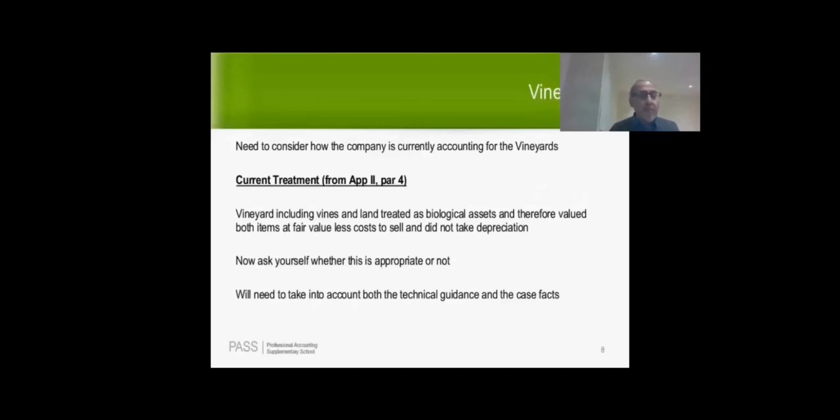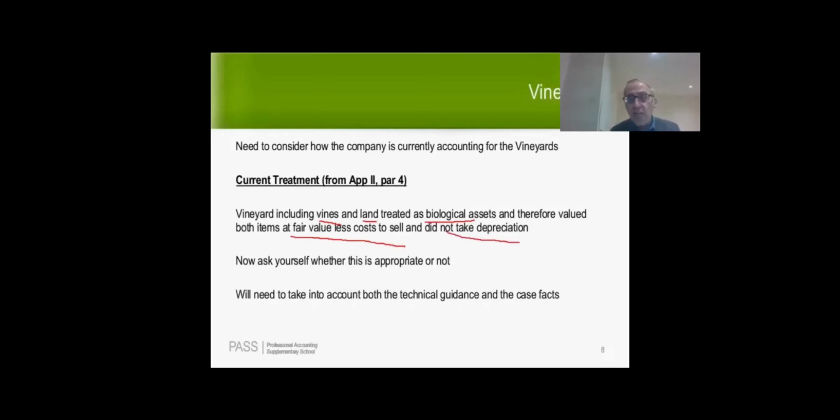What's the current treatment? We're told that the vineyards, including the vines and the land, are both being treated as a biological asset. Because of that, they're being valued like any other biological asset. How do we value biological assets? Based on fair value less cost to sell. That's what they're doing, and they're not taking depreciation on the vines.